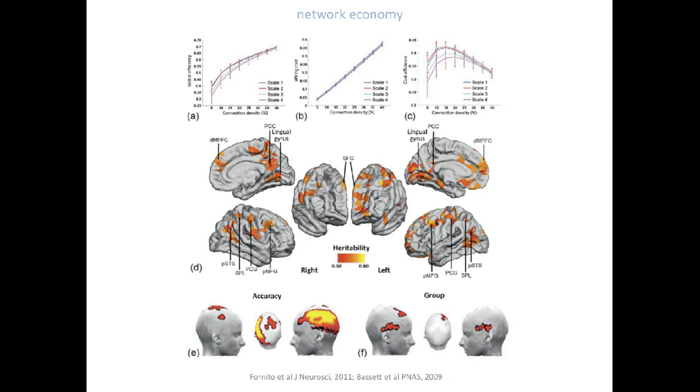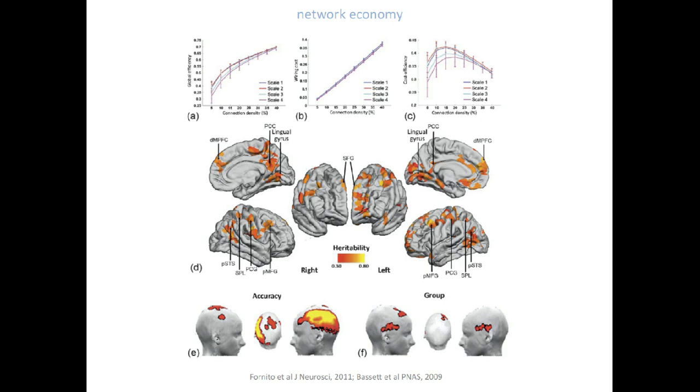If we measure connection costs, so this is the distance of the connections between regions, we get a linear increase. And so the increase in efficiency is quicker than the linear increase in cost. So if we just subtract cost from efficiency at each point, we get this inverted U-shaped curve. And you can see that at some connection density, there's a peak here. This is the point where the network is maximally cost efficient.